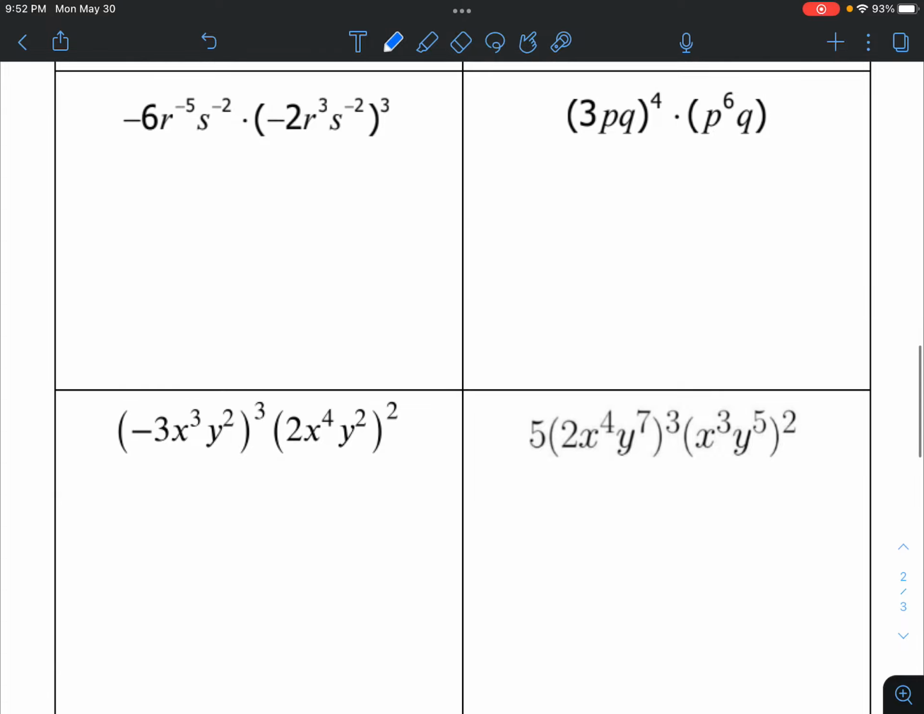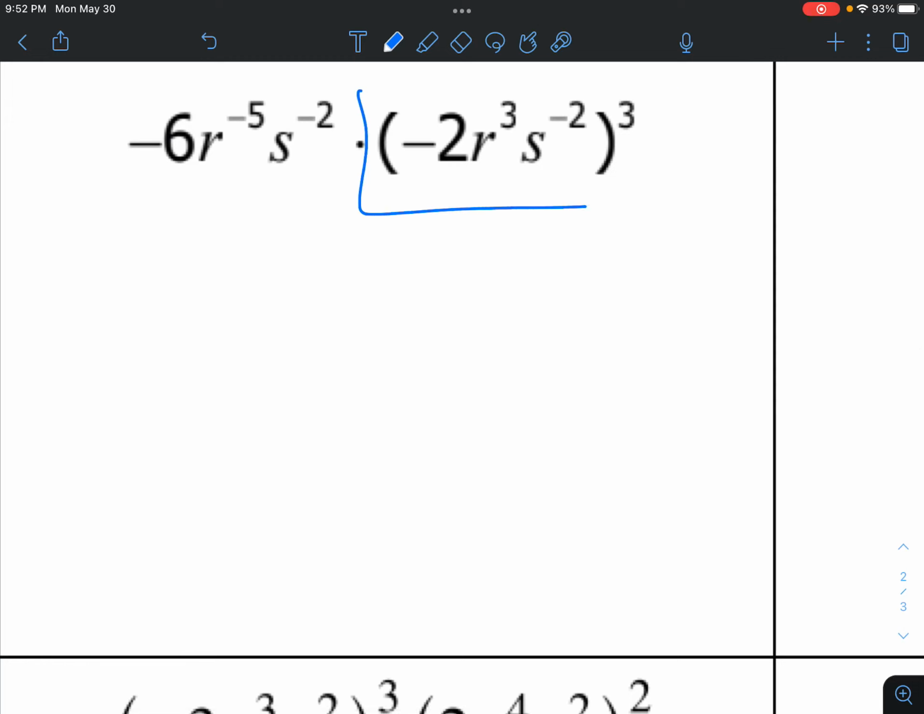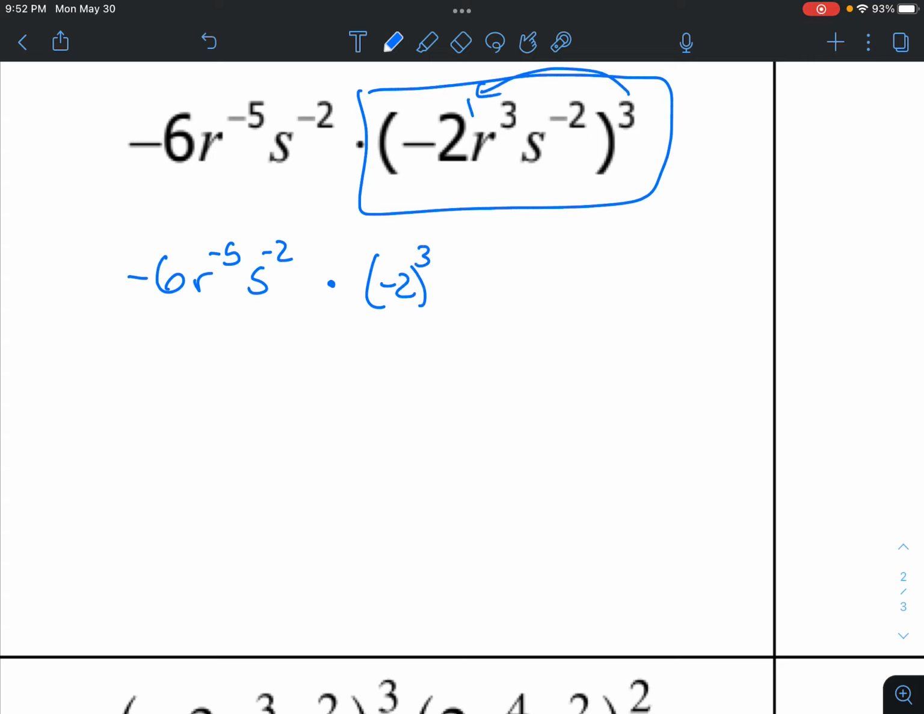Alright, for our next one, we've got only one power to a power here. So we need to do that first, and then we'll copy this down. We'll do times. Then we have the base of negative 2, which is to the first. 1 times 3 is 3. The base of r to the 3 times 3, which is 9. The base of s to the 3 times negative 2, which is negative 6.